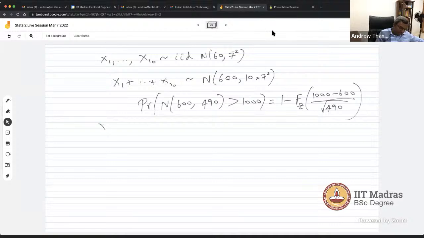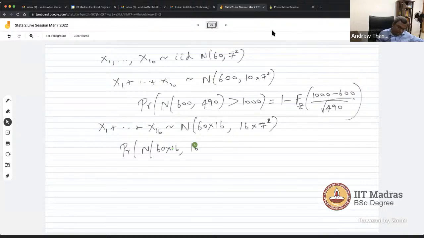So in the next case, it's just x1 to x16. It's just basic pattern matching, right? So you're going to do 16 into 16, comma 16 into 7 squared. Nothing is going to change. It's exactly the same thing. So the probability that normal 60 into 16, comma 16 into 7 squared is greater than 1000, right? This is going to be 1 minus FC, 1000 minus 60 into 16. Maybe at this point, we can do that calculation.